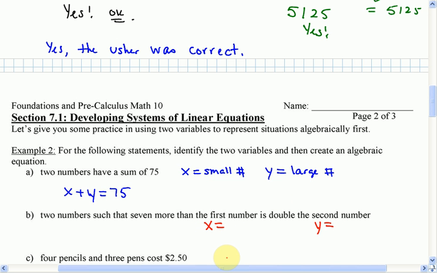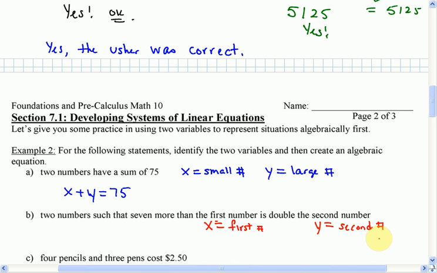What's x represent? In this case, I'll just use the first number because we're talking about the first number and second number. So I'll say first number. It could be the small number, I don't know. But because I didn't talk about bigger or smaller, I'll just use first and second number. Okay, so there's your variables.